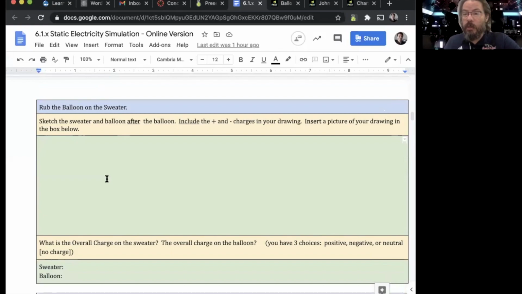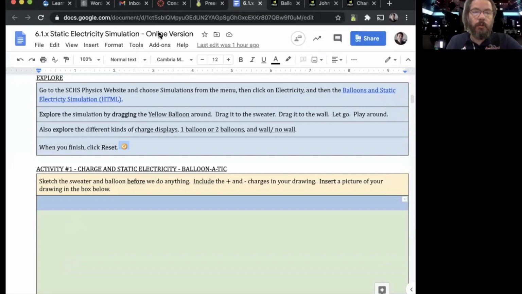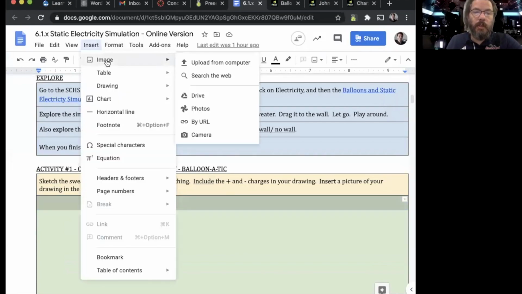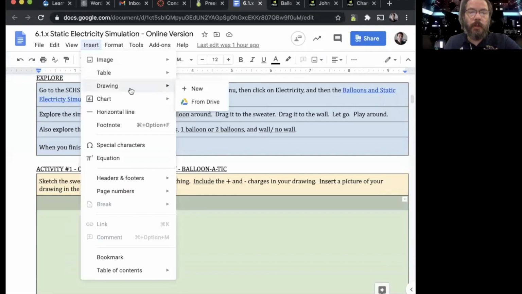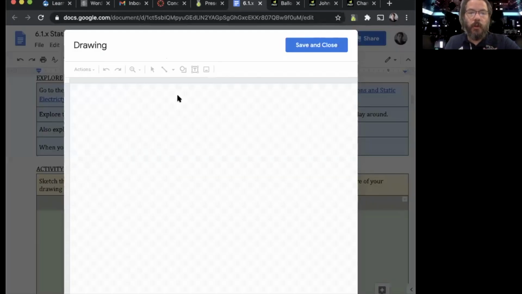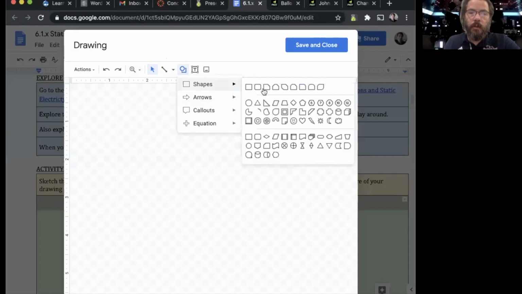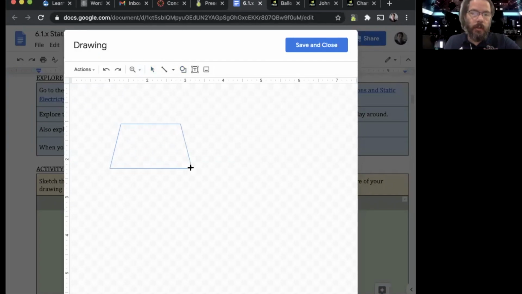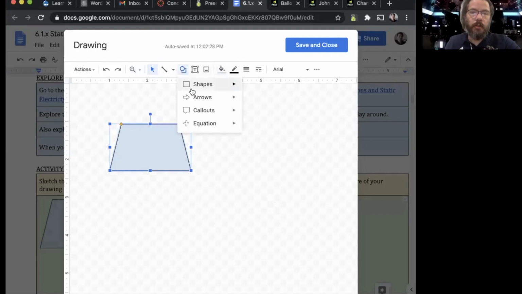If you want to do a screenshot, that's fine. But there's something to drawing it by hand as well. So either one. You can also use the drawing tool. You can go to insert image and insert your picture from your phone, but you can also insert the drawing. It's just the drawing can be almost more complicated than doing a screenshot, but you can insert. And here's my sweater shape. I'll use that for my sweater. And then I can put in my charges, put in my circles for charges.